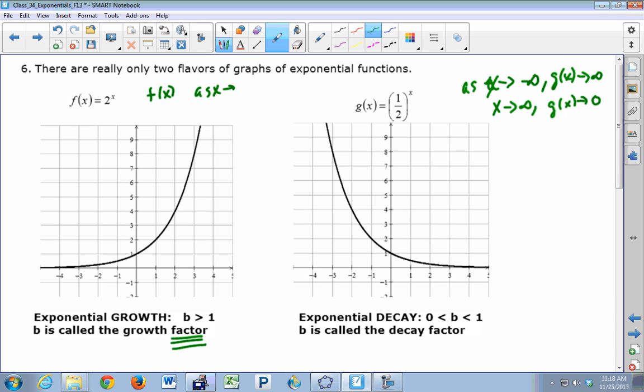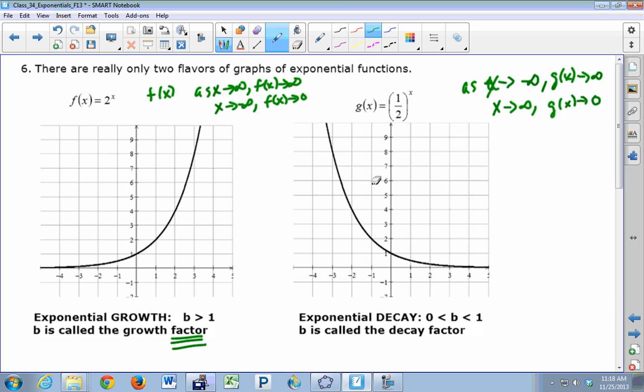So here f of x is just the opposite. As x approaches infinity, f of x approaches infinity. As x approaches negative infinity, f of x approaches 0, the negative side of the x-axis. So we call the first situation a growth function. We call this a decay function.